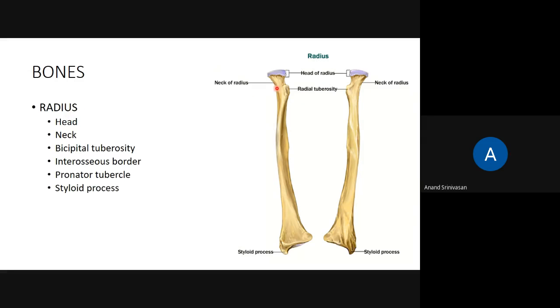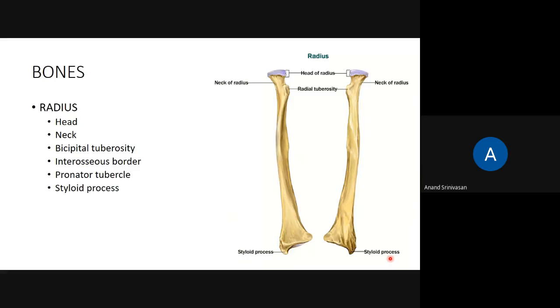All right, so here you can see the radius: the head of radius, the neck of radius, and the radial tuberosity or the bicipital tuberosity, where the biceps tendon is attached. The interosseous border is where the interosseous membrane is present and attaches the radius and the ulna together. The pronator tubercle is not shown here, but it will be present in this region. Then the styloid process, in the lowermost part.